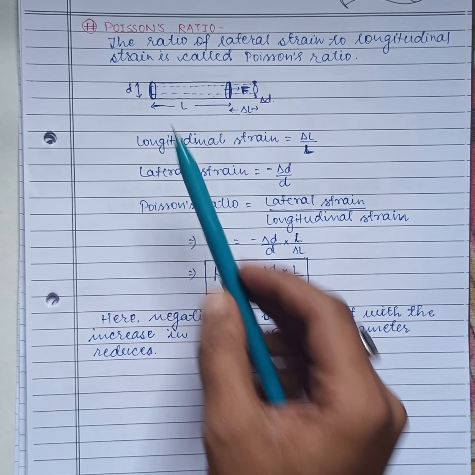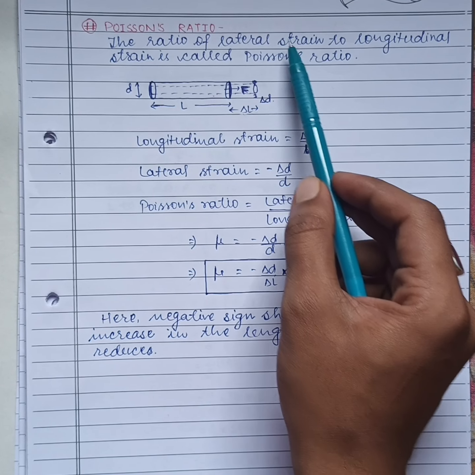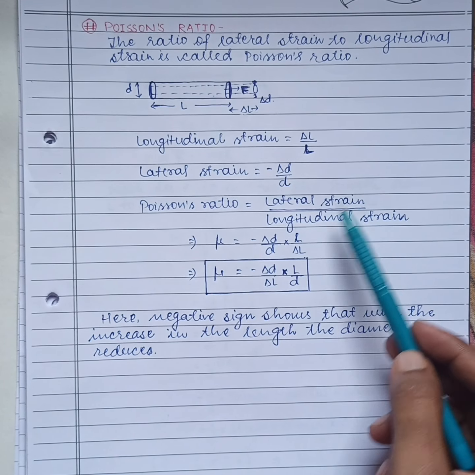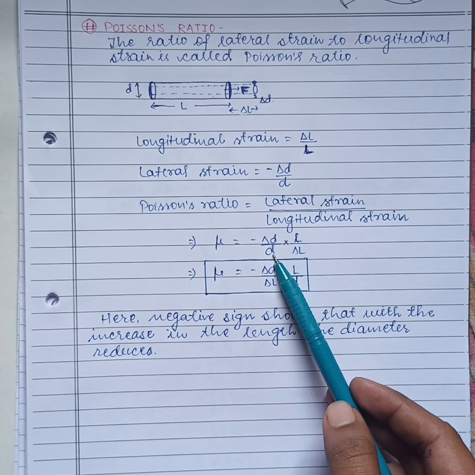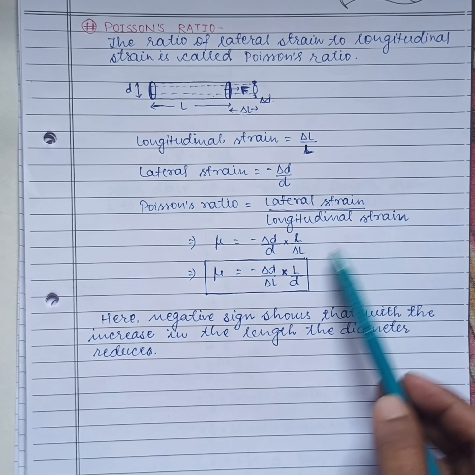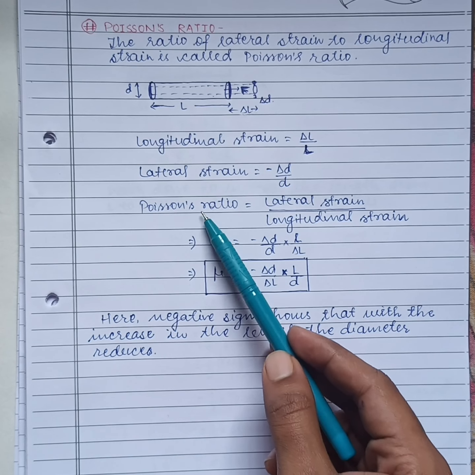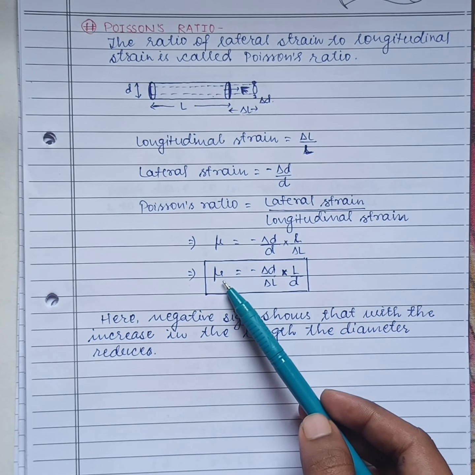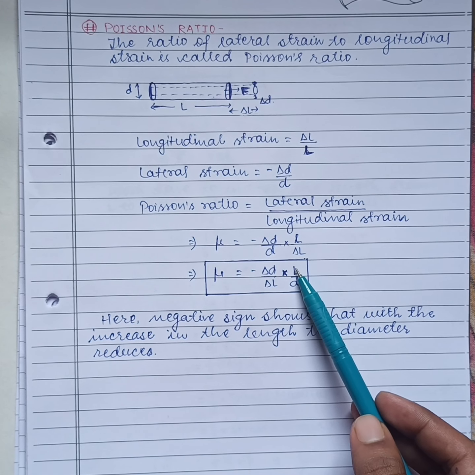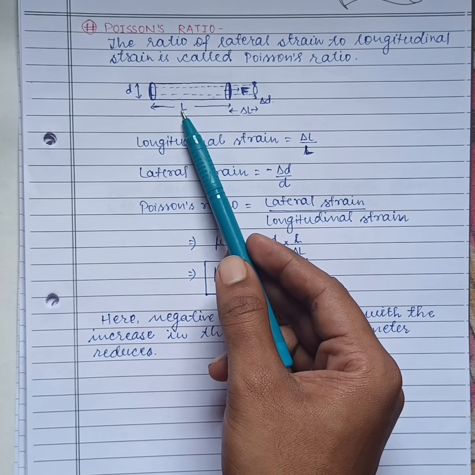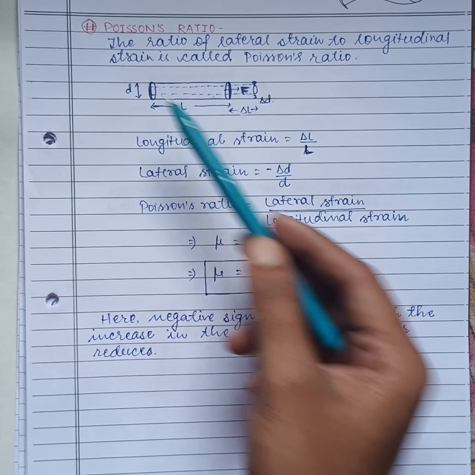Clear? Here Poisson's ratio says that it is the ratio of lateral strain divided by the longitudinal strain, that is, lateral strain equals minus delta d upon d, divided by longitudinal strain, that is delta L divided by L. So finally we get to the conclusion. Poisson's ratio is symbolized as nu, equal to minus delta d upon delta L multiplied by capital L, that is the original length of the wire, divided by small d, that is the original diameter of the wire.